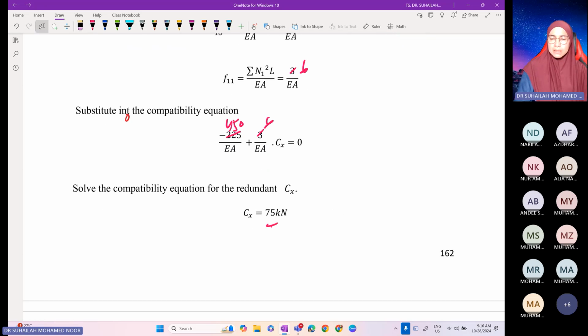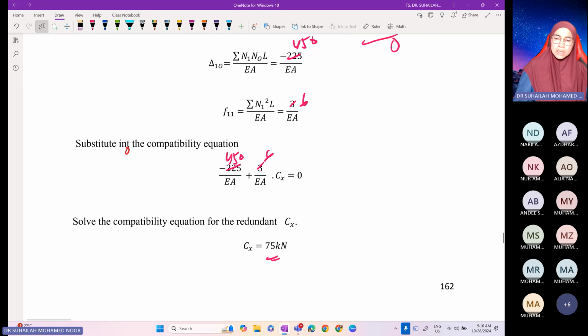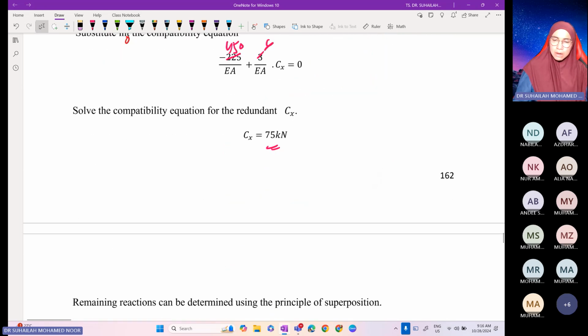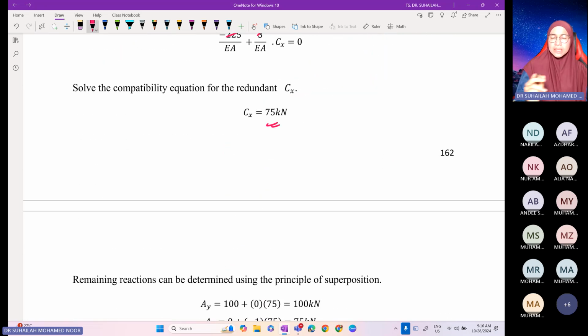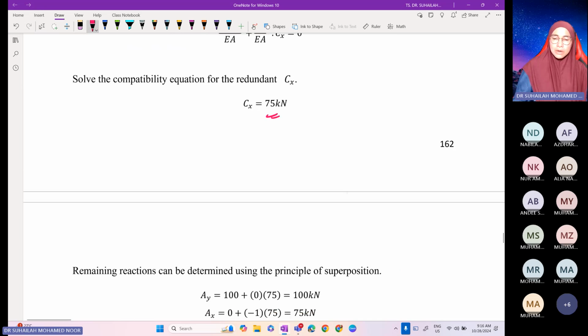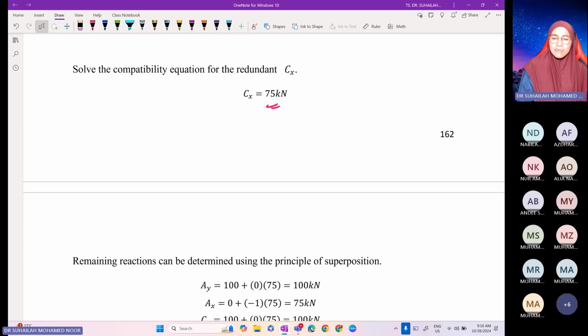So CX dapat 75 lah kan? 75. Jawapan dah betul dah. Cuma salah tadi tu. Okay, so CX is 75 by solving compatibility equation. And of course, this is not the end yet because we have to find the remaining reaction and also member forces.